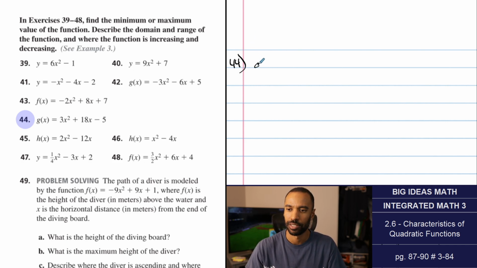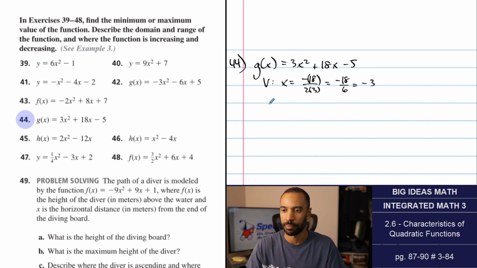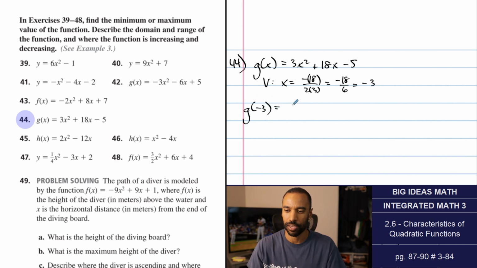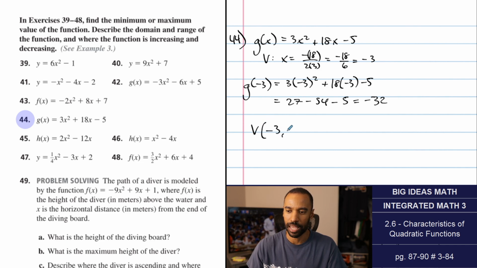G of x equals 3x squared plus 18x minus 5. Okay, so vertex. X is negative b over 2a, which is negative 18 over 6, which is negative 3. G of negative 3 for the y value. We're going to get 9, 27, minus 54, which is negative 27, minus 5, which is negative 32. So the vertex is at negative 3, negative 32.